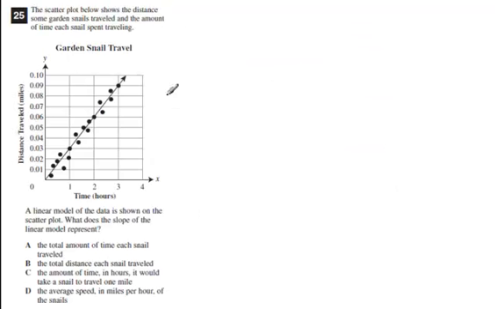Right, number 25. The scatter plot below shows the distance some garden snails traveled and the amount of time each snail spent traveling. So here's your miles. Obviously it's not very far. And then here's your time. It takes them a long time to go a very short distance. A linear model of the data is shown on the scatter plot, so they're giving you this line right there.